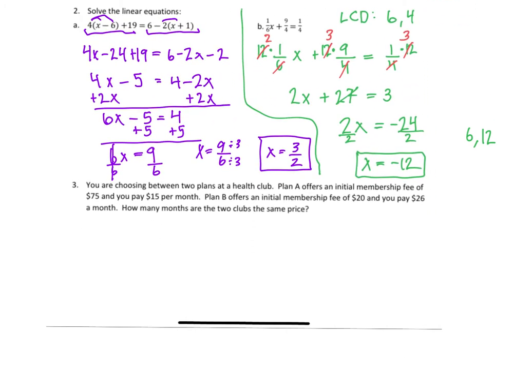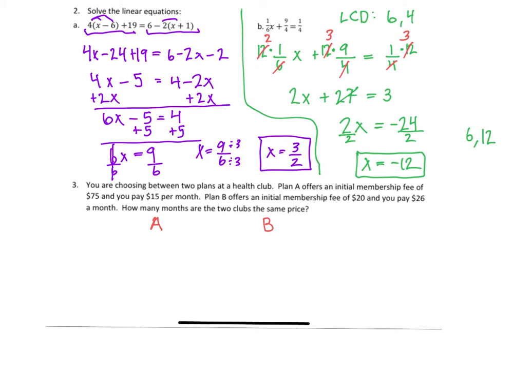Okay, question 3 says you are choosing between 2 plans at a health club. Plan A offers an initial membership fee of $75 and you pay $15 per month, and Plan B offers an initial membership fee of $20 and you pay $26 a month. After how many months are the two clubs the same?